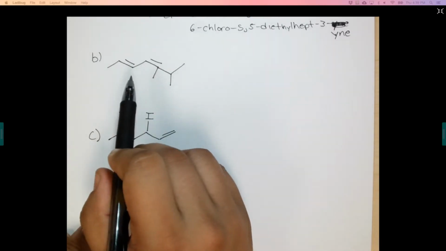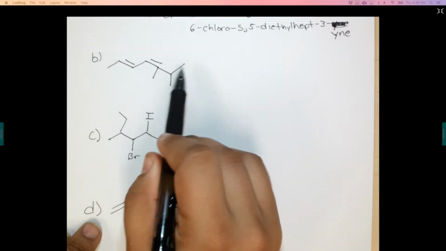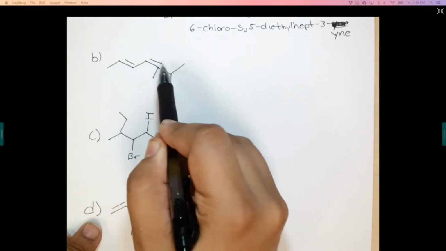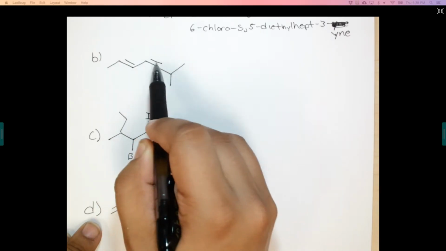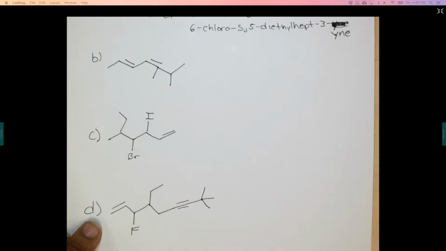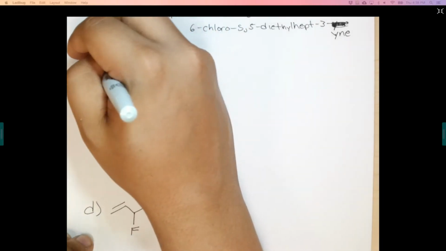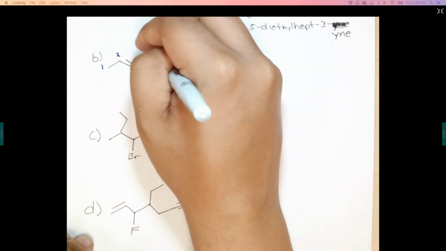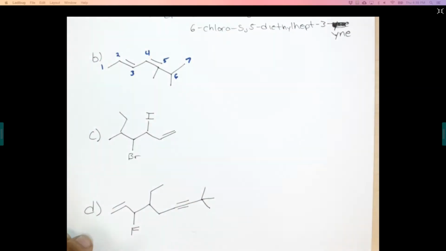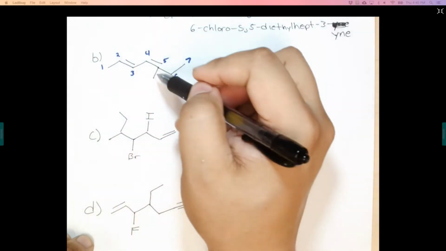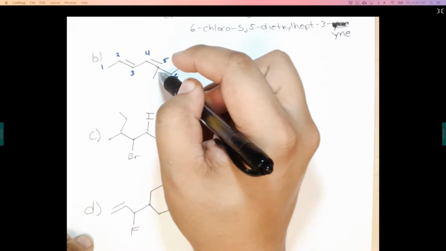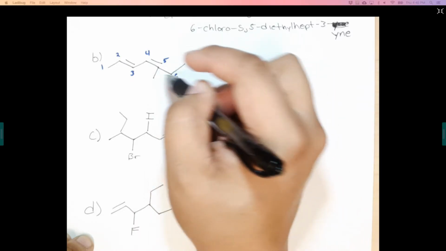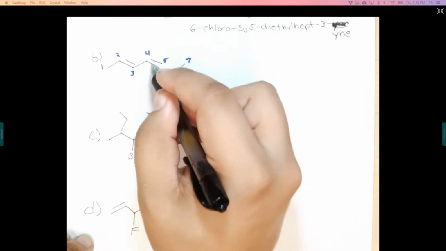Okay, so now let's take a look at B. B has two double bonds. The longest chain involves 1, 2, 3, 4, 5, 6, 7, where our suffix is going to be ene, and therefore our numbering should start from the left here as well. 1, 2, 3, 4, 5, 6, 7. Now we have two substituents here. We have a methyl group here and a methyl group here, at 6 and 5. And we have our suffix, which is going to be ene.